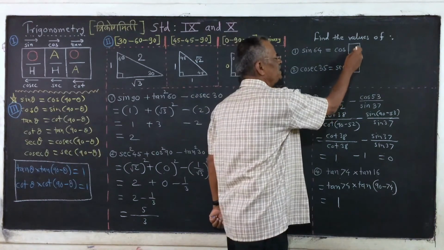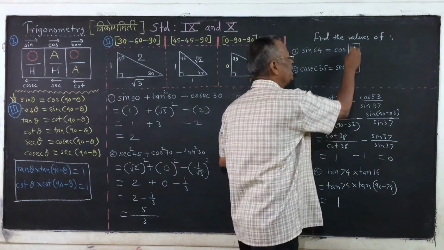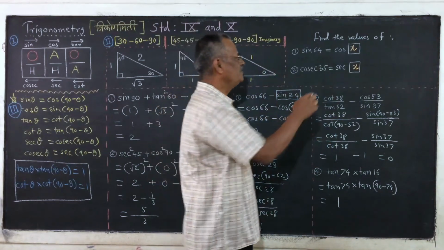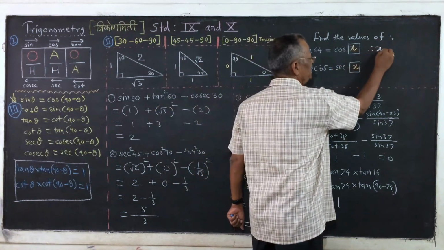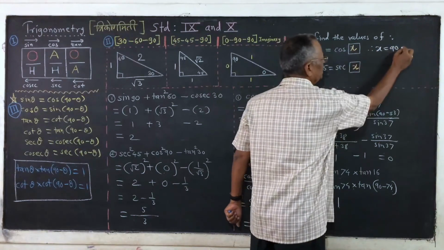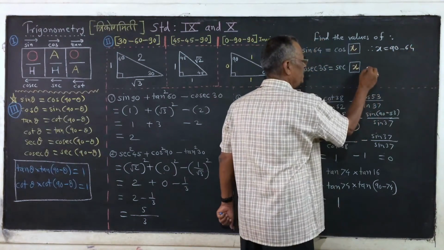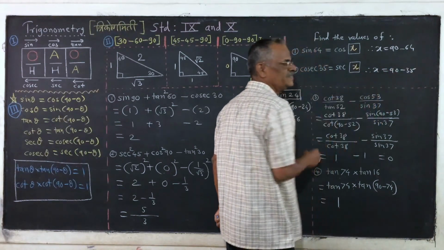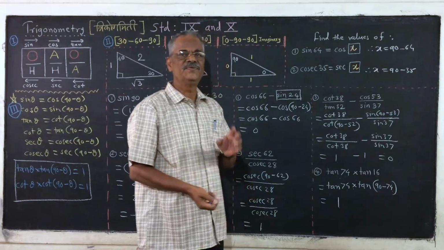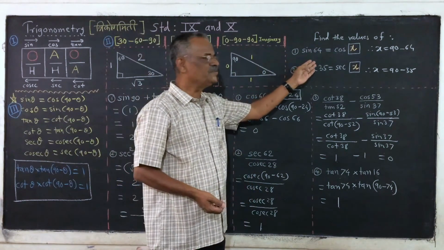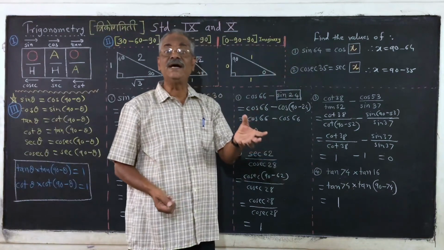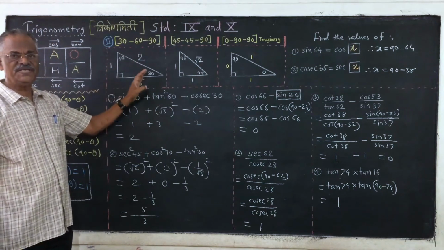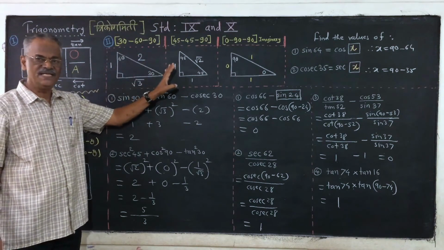Remember this value. If it is given x like that, how to find out the measure of x? Therefore x is equal to 90 minus 64. Remember the answer. And here x is equal to 90 minus 35. That is your answer. To calculate, we are using 90 minus theta identities. What is the first group there? 0, 30, 45, 60, 90. That is your first group.